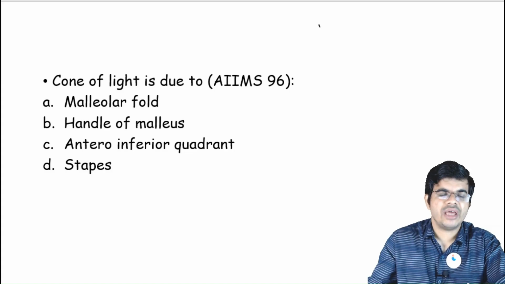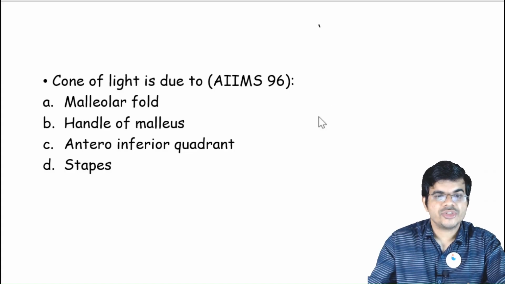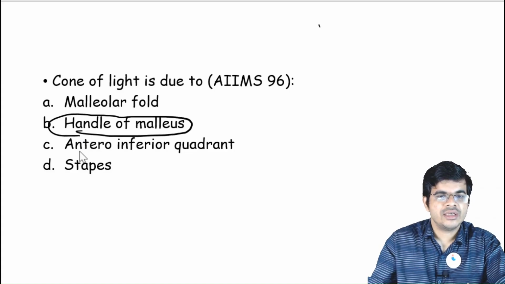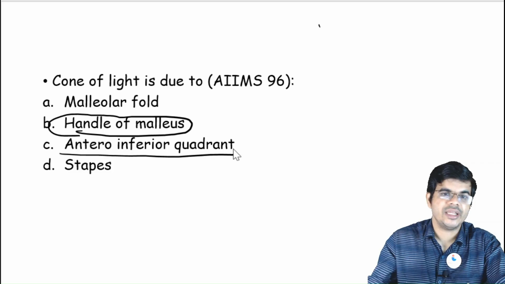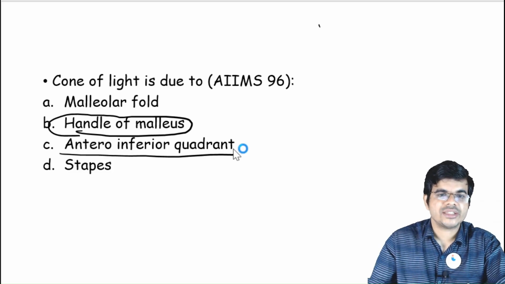Now, what is the answer to this question? The cone of light is due to the malleolar fold, handle of malleus, anteroinferior quadrant, or stapes. I already told you it is due to the reflection of the handle of malleus. The anteroinferior quadrant is where it is seen, but why it is formed, if you ask, it is due to the reflection of the handle of malleus.